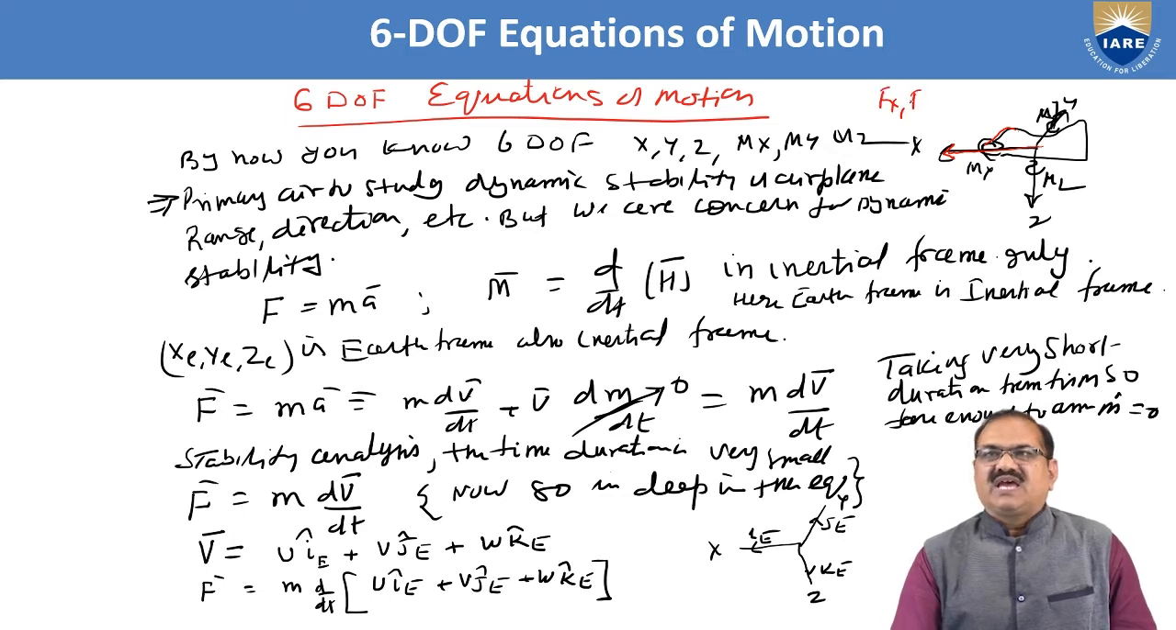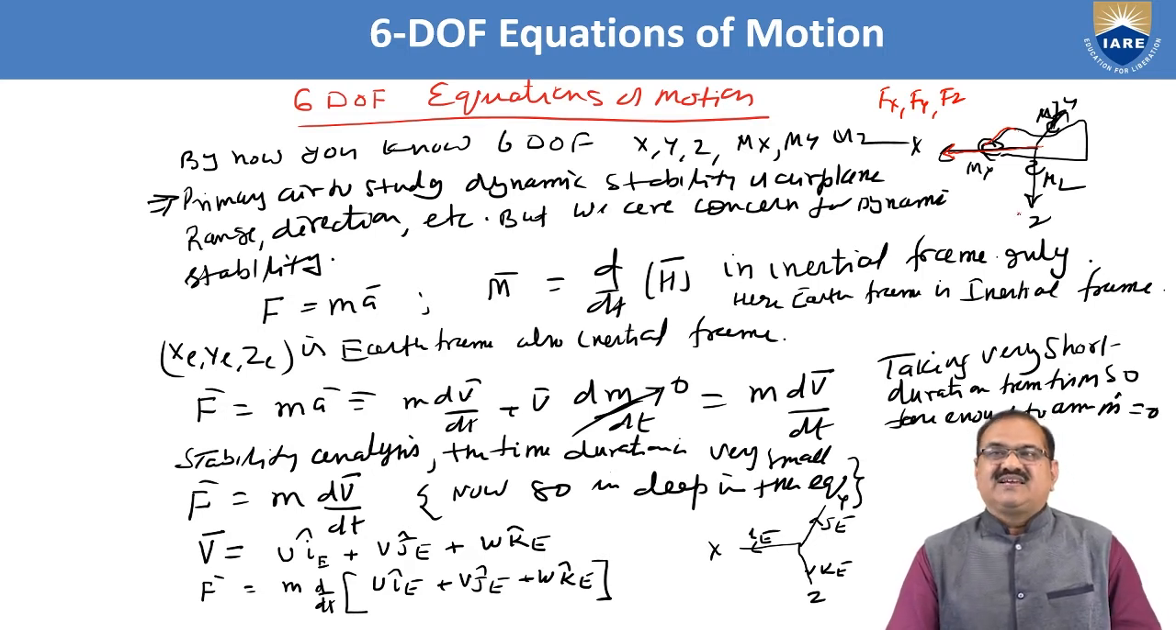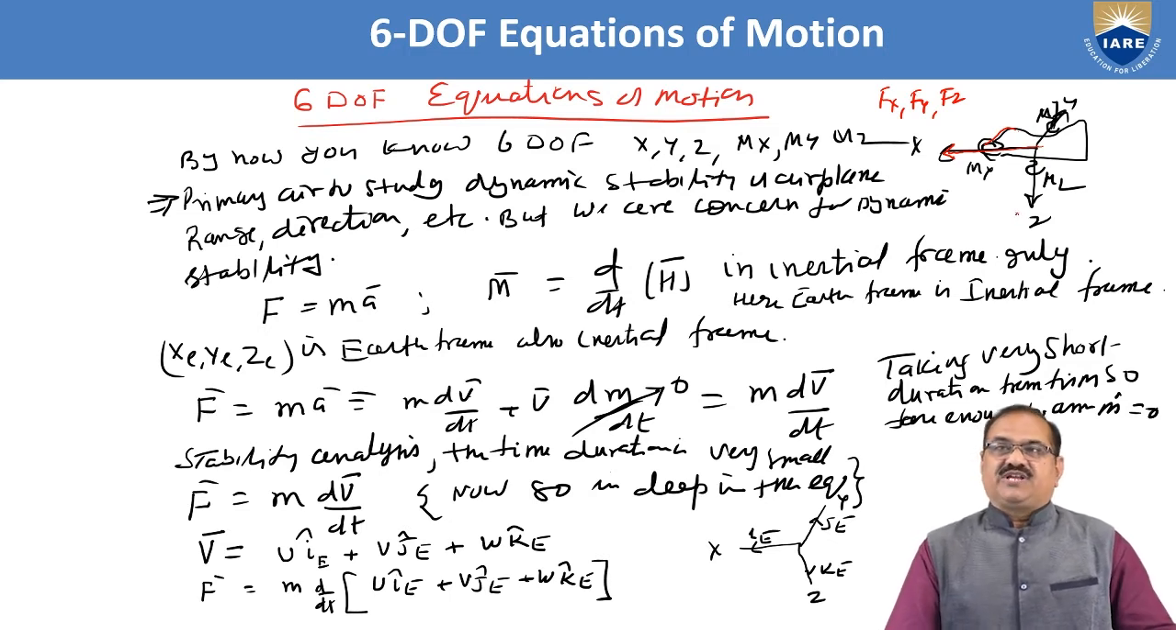So here we have Fx, Fy and Fz, these are the 3 forces, and it can also rotate with respect to X, called Mx, the rolling moment. With respect to Y, it is called the pitching moment, and with respect to Z, it is called the yawing moment. So aircraft has got 6 degrees of freedom. Here we are going to discuss the equations of motion for 6 degrees of freedom of the aircraft.